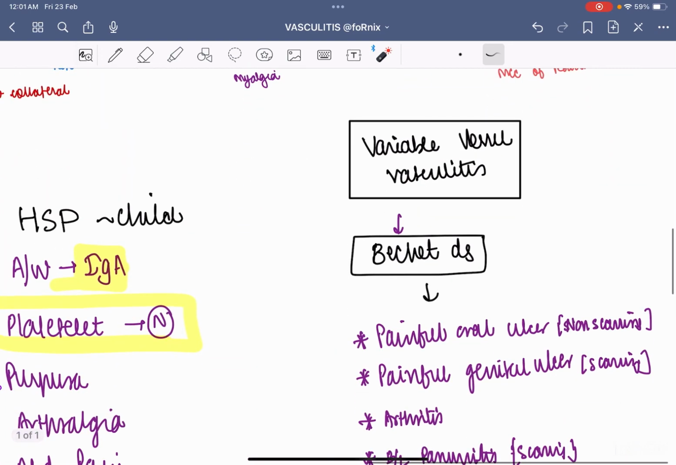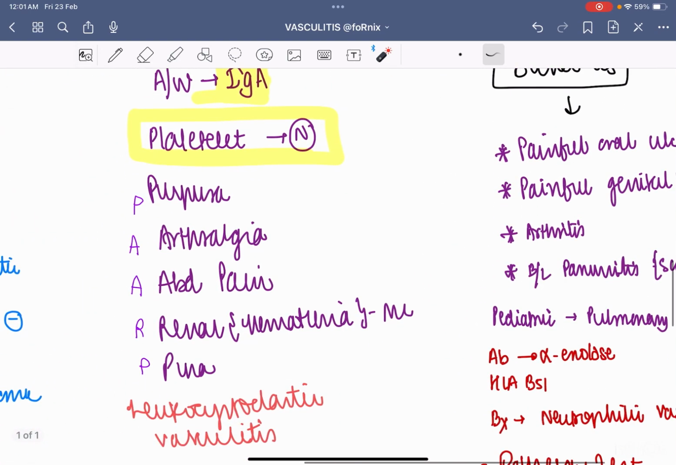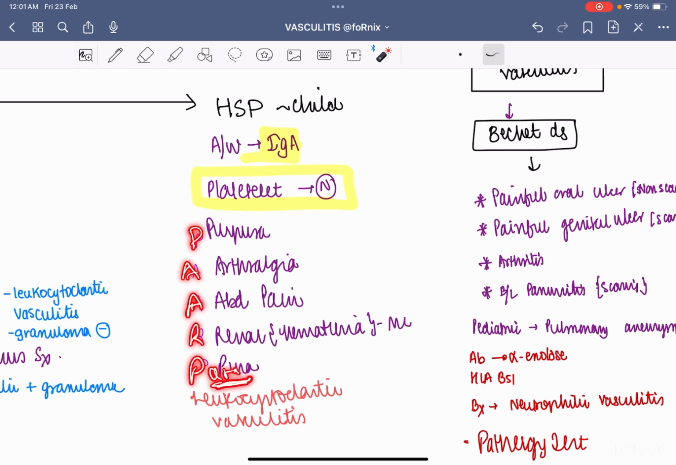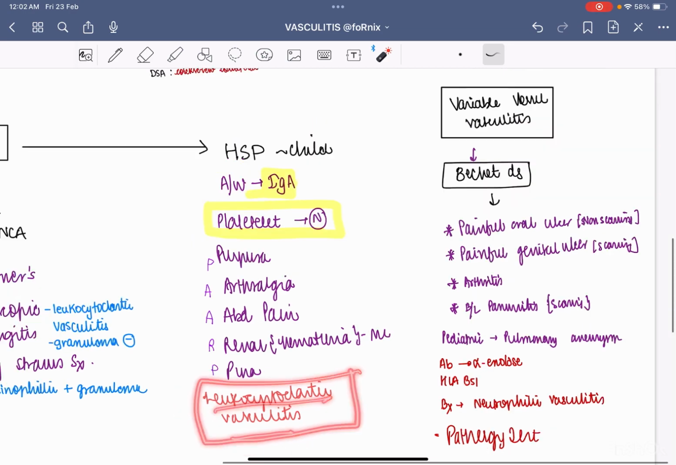Okay, so coming back, in HSP the patient can present with purpura. We can remember it by a mnemonic: purpura, arthralgia, abdominal pain, and renal involvement, which is present as hematuria most commonly. Leukocytoclastic vasculitis can also be seen in HSP.